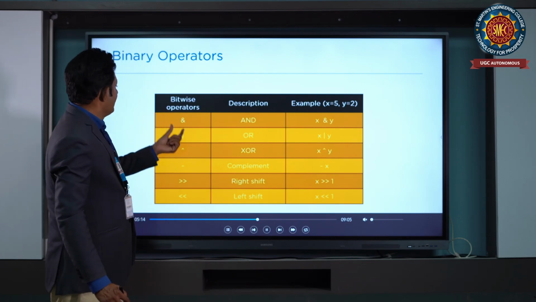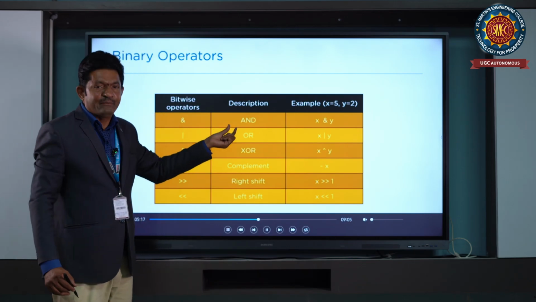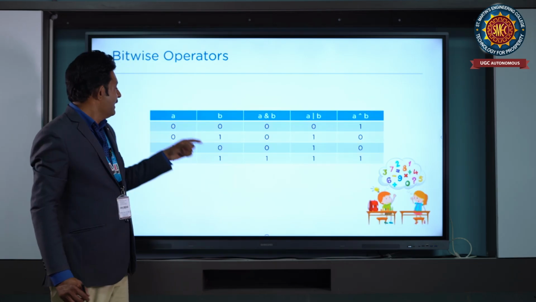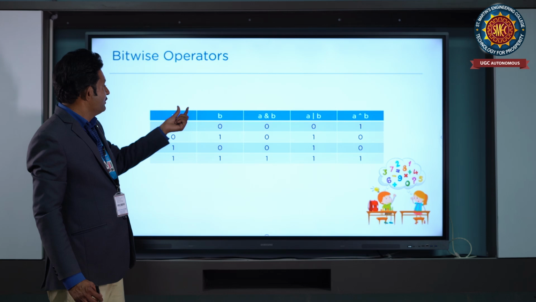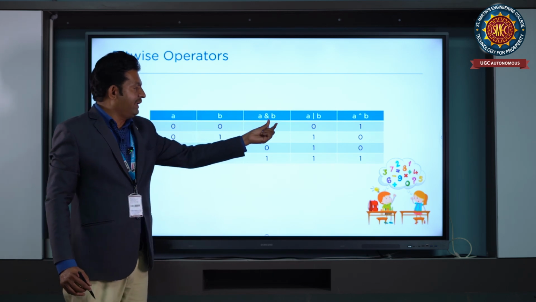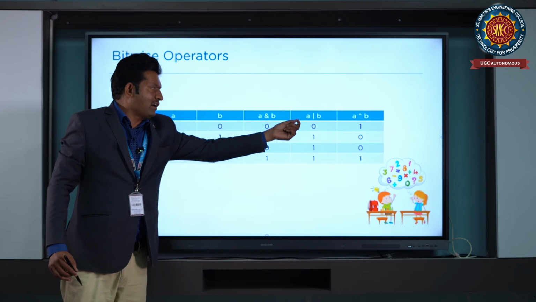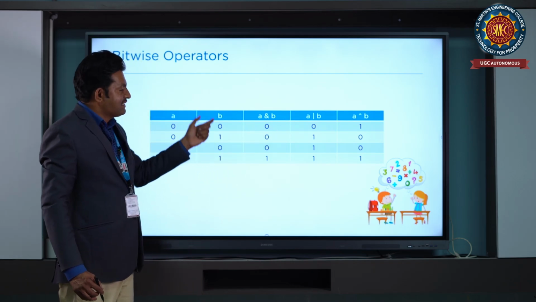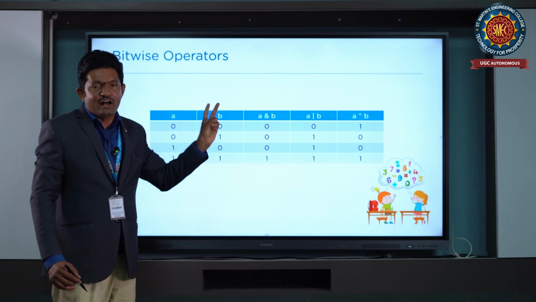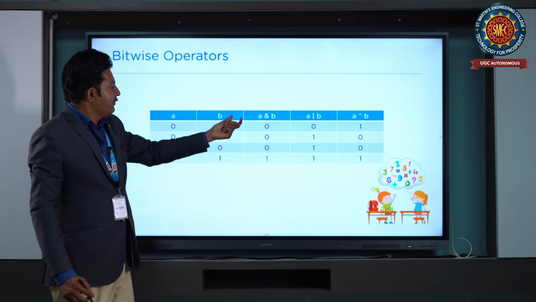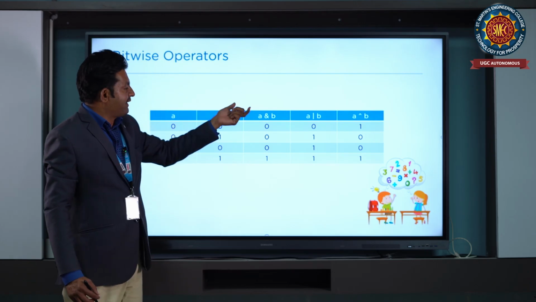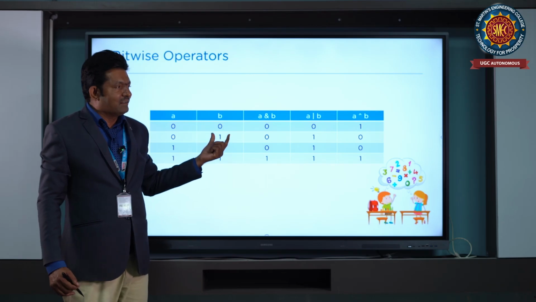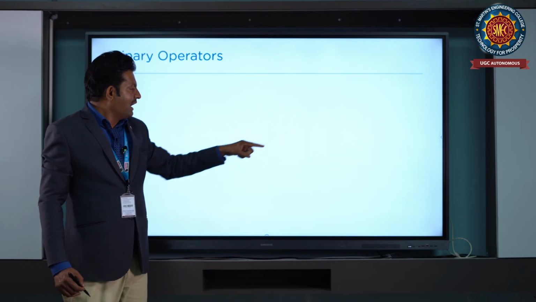The next one is binary operator, bitwise operators: bitwise AND, bitwise OR, bitwise XOR, complement, right shift, and left shift. These are the bitwise operators. Based on A and B, OR, and exclusive OR, we use truth tables. If the condition is true, it will print 1; if the condition is false, it will print 0. With XOR, if the two bits are the same, then the output is 1, and the remaining are zeros.